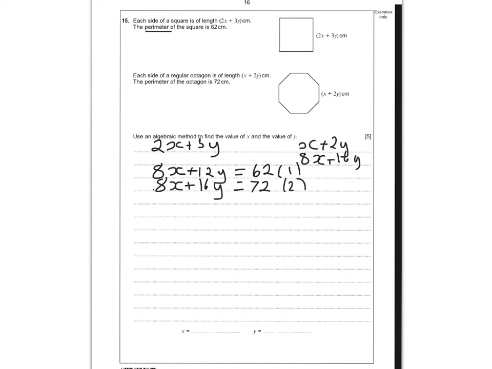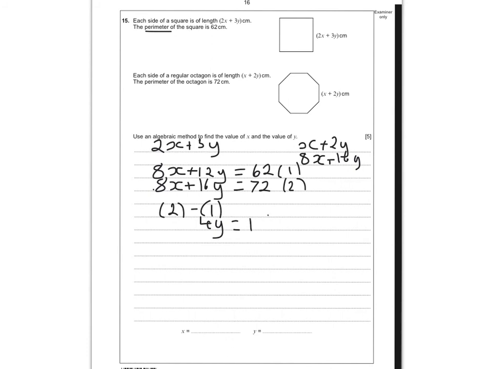Both of my x values are the same, the unknowns are the same, and they're both positive. Therefore, I'm going to subtract the equations. And I'm going to do equation number 2, subtract equation number 1. The reason why I'm doing that is I now do 16y take away 12y to leave me with positive 4y. If I did that the other way around, so 12y take away 16y, it would leave me with a negative answer, which I'm trying to avoid.